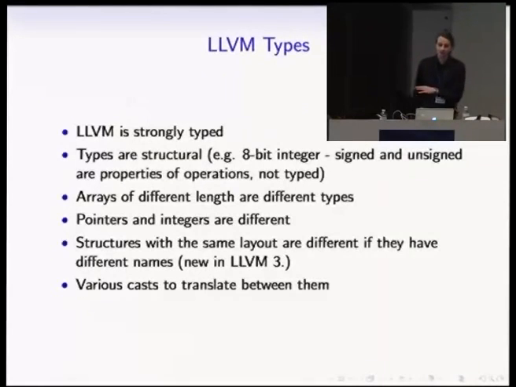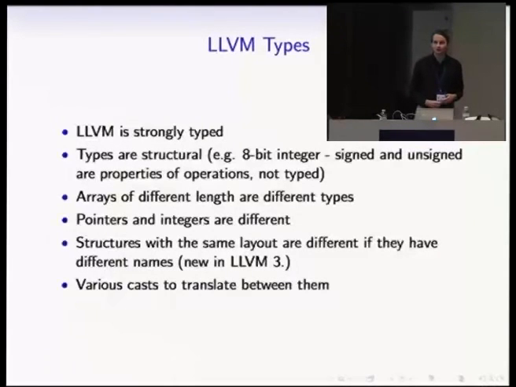Structures actually changed a bit with LLVM 3. Before LLVM 3, structures that had the same layout were the same. Now structures that have different names but the same layout are taken to be different, but you also still have anonymous structures which will just be merged together. And the reason for this change was to allow you to do strict aliasing analysis, which I guess most of you have written C and C++ code.